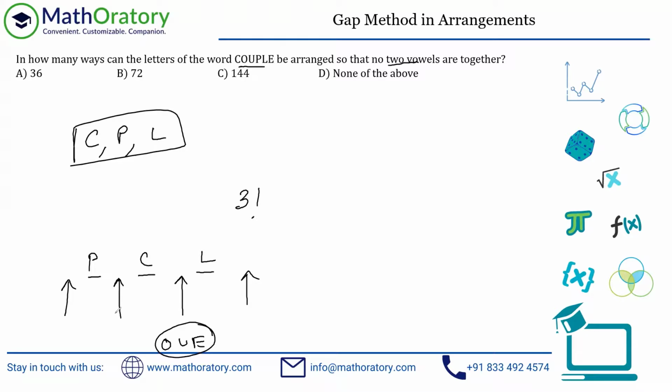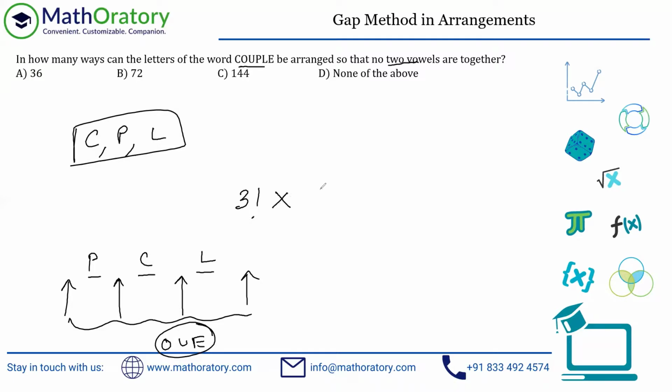So out of these four gaps, wherever these arrows are pointing to, I don't require all four gaps, right? I just need three gaps because I need to place these three vowels in them. They have to be separate places, but I just need three of them, right? The fourth one will always be empty.